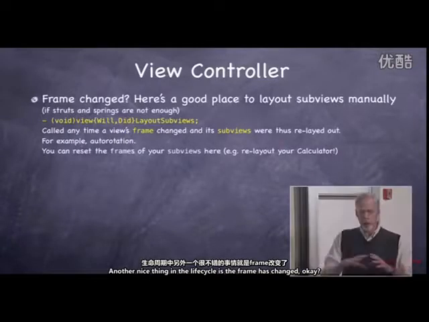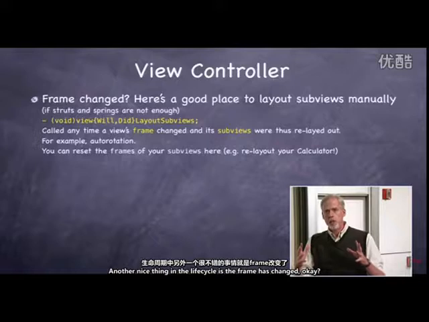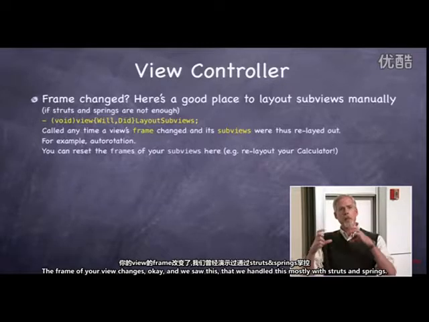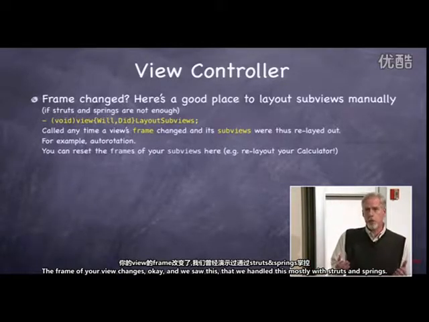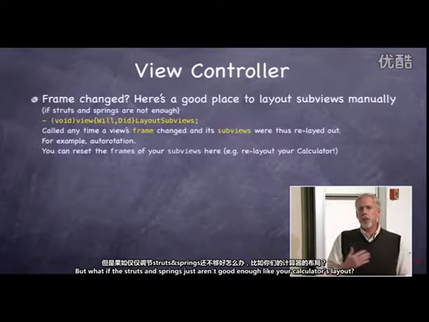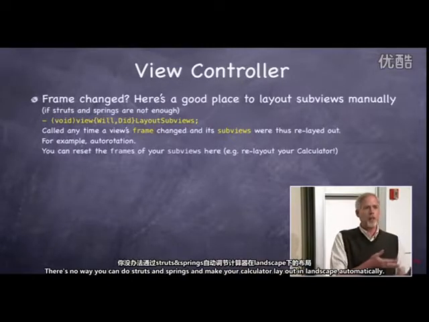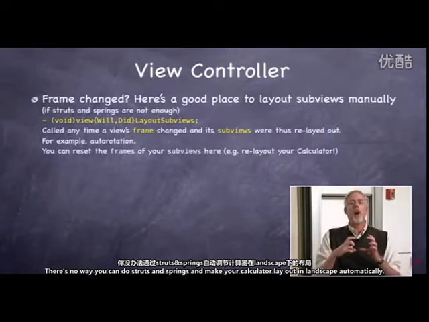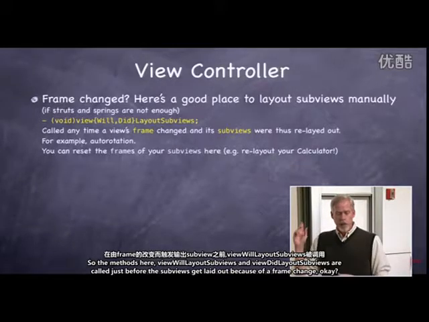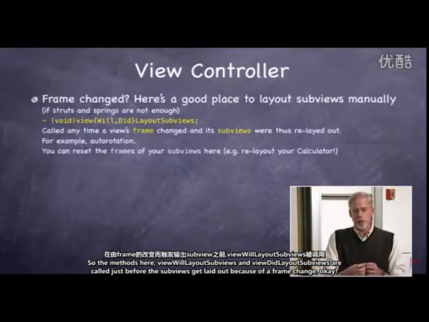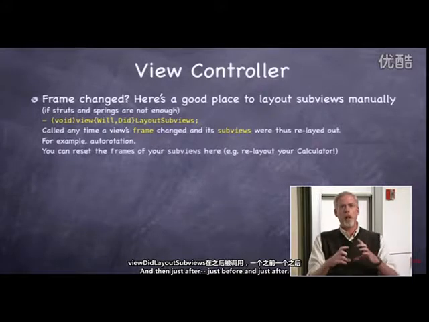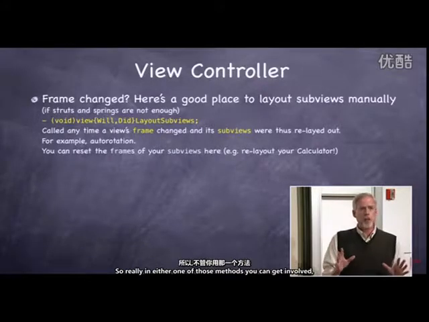Another nice thing in the life cycle is the frame has changed, okay? So this happens, for example, when you do auto rotation. The frame of your view changes, and we saw that we handled this mostly with struts and springs. But what if the struts and springs just aren't good enough, like your calculator's layout? There's no way you can do struts and springs and make your calculator lay out in landscape automatically. So the methods here, viewWillLayoutSubviews and viewDidLayoutSubviews, are called just before and just after the subviews get laid out because of a frame change.